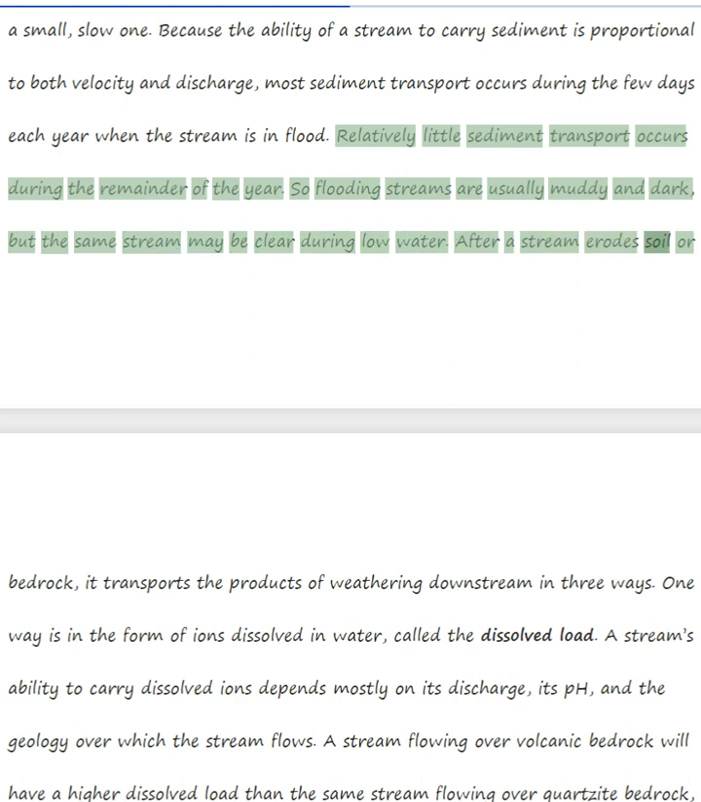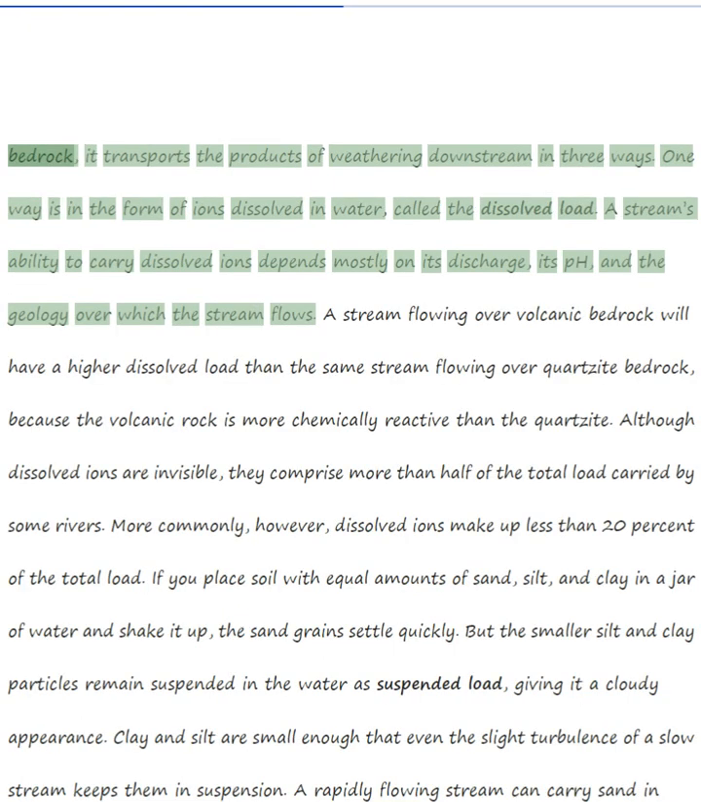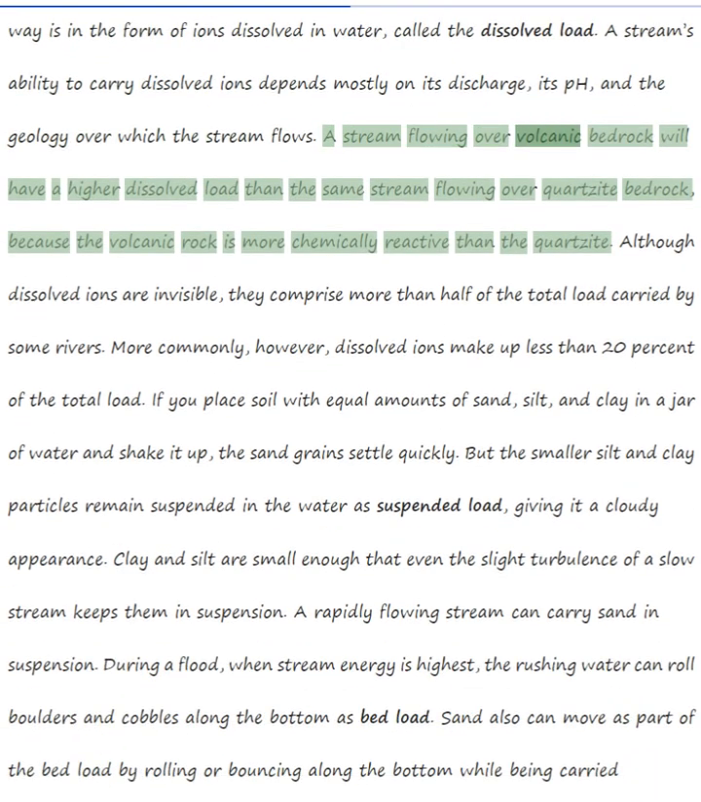After a stream erodes soil or bedrock, it transports the products of weathering downstream in three ways. One way is in the form of ions dissolved in water, called the dissolved load. A stream's ability to carry dissolved ions depends mostly on its discharge, its pH, and the geology over which the stream flows. A stream flowing over volcanic bedrock will have a higher dissolved load than the same stream flowing over quartzite bedrock, because the volcanic rock is more chemically reactive than the quartzite.